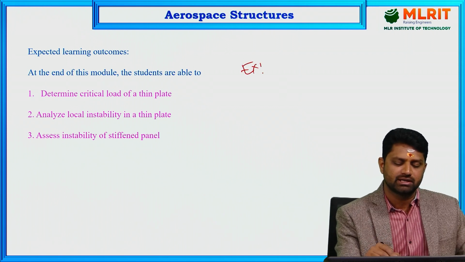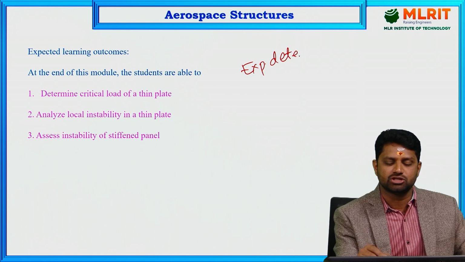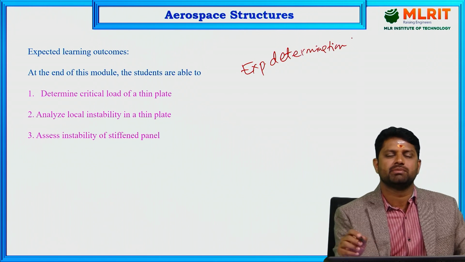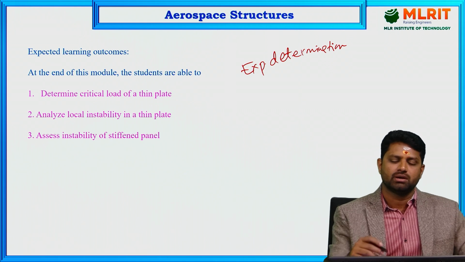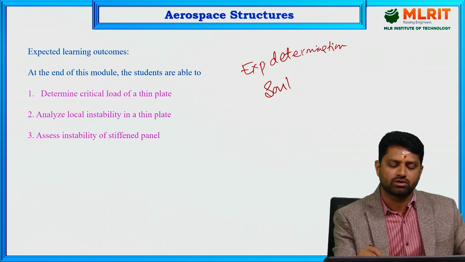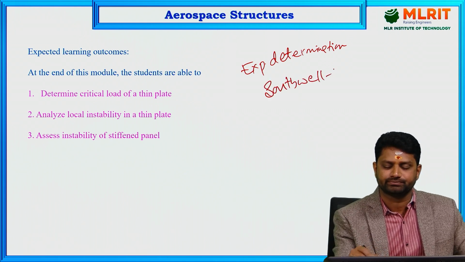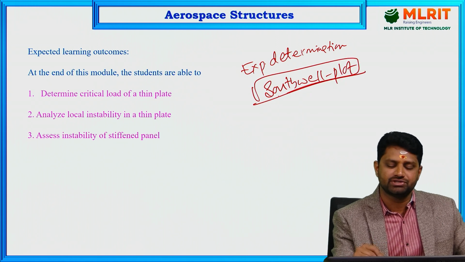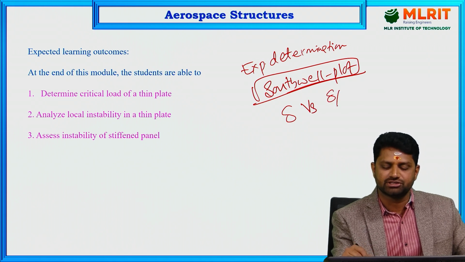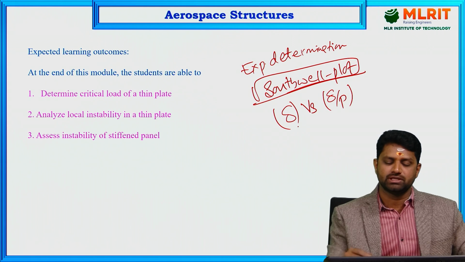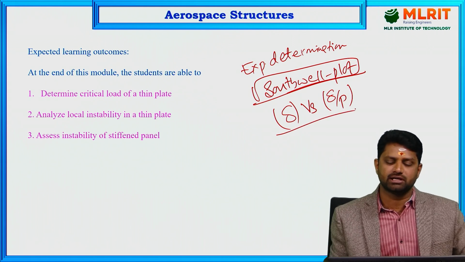Experimental determination of critical load is something you might have done in the aerospace structures lab, by means of a plot called the Southwell plot, in which the deflection is plotted versus deflection by load. Through this we are going to find the experimental determination of critical load.